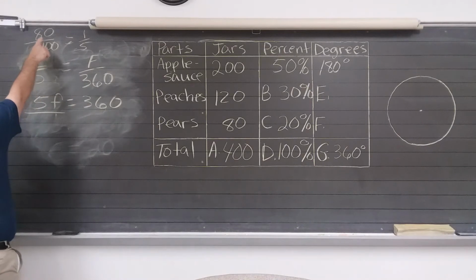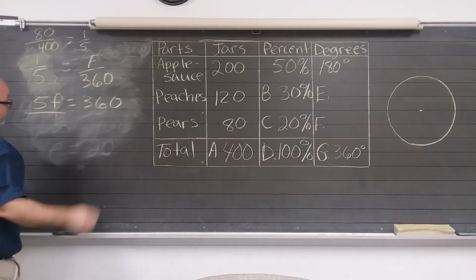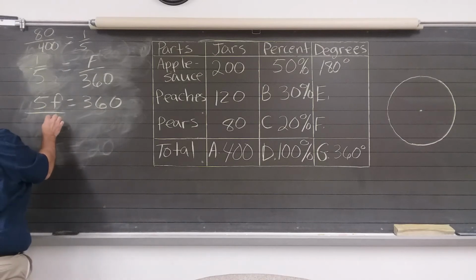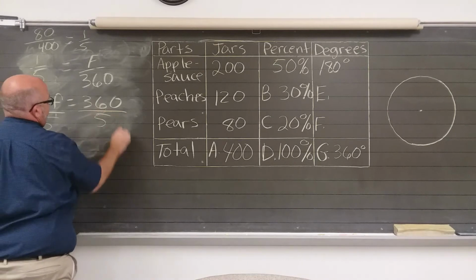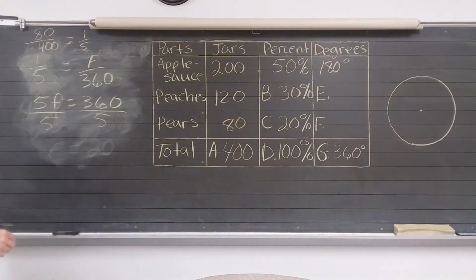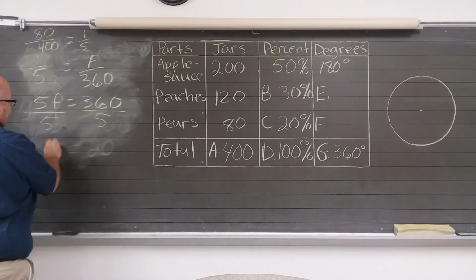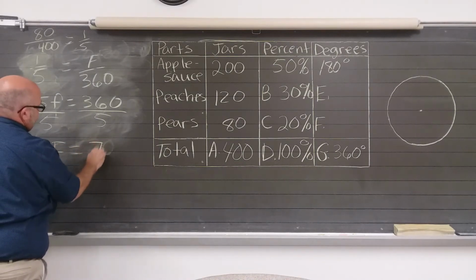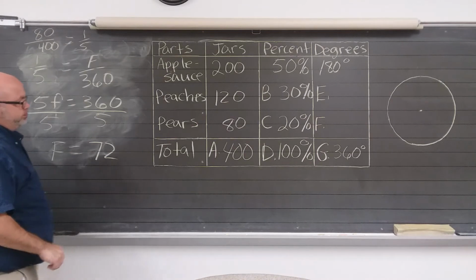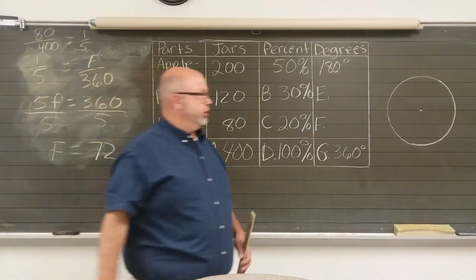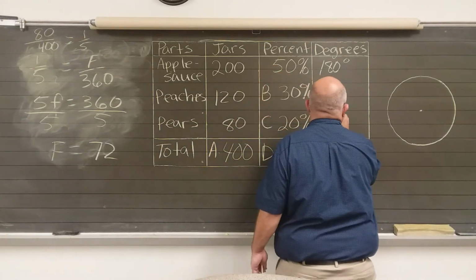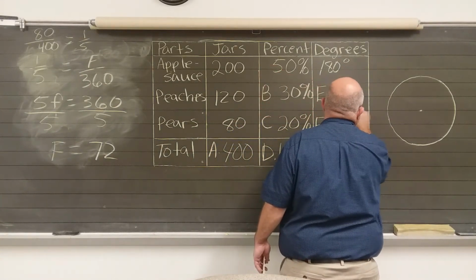If you would leave this here, then you would have to do 360 times 80, and you'd be working with a bigger number. You'll get the same answer. 5F divided by 5, 360 divided by 5. 5 into 360 is 72. F equals 72. So F is 72 degrees. Right?